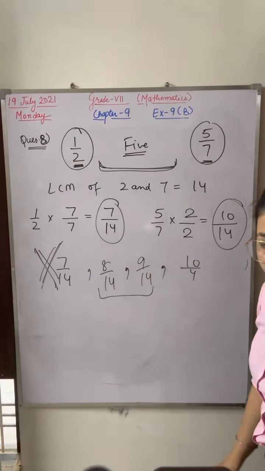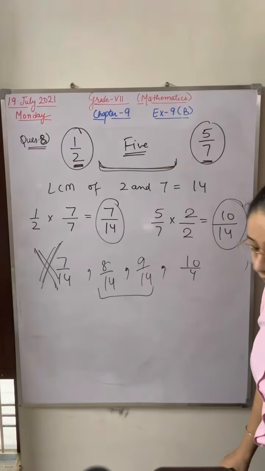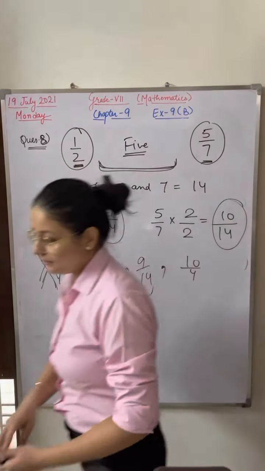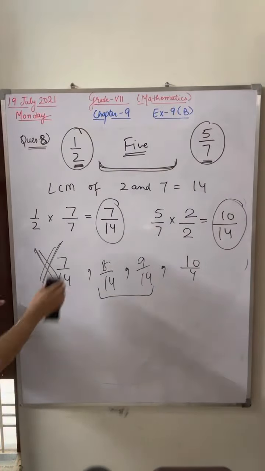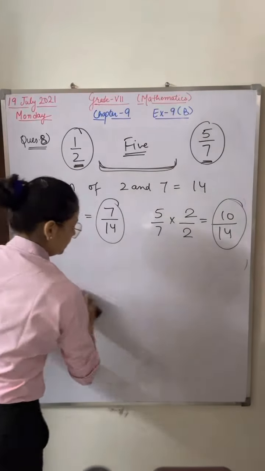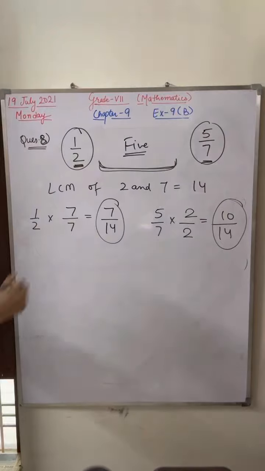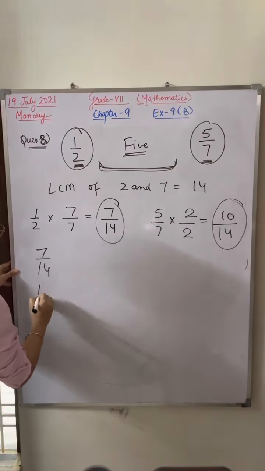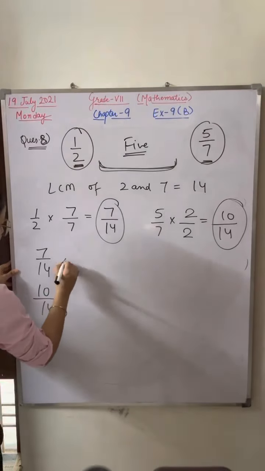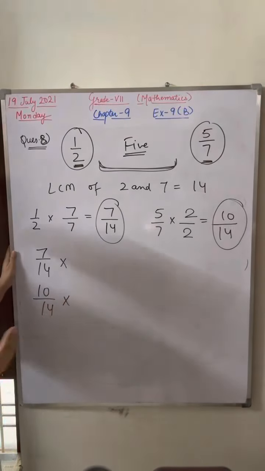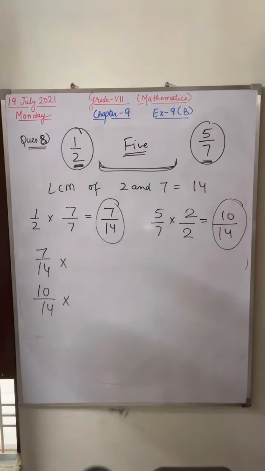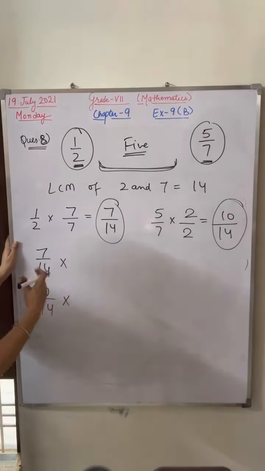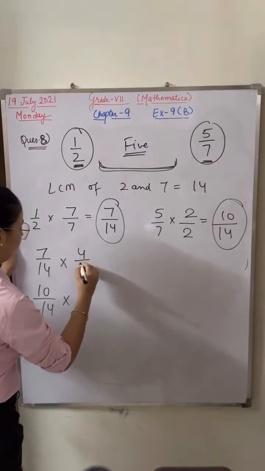Okay, I'm not getting whatever my requirement is. So I have to multiply furthermore. Right? So this is my 7 upon 14, and this is 10 upon 14. So I have to multiply with which numbers? Tell me, by which number I'll multiply? Okay, you can multiply with 4 by 4. Okay, I'm going to multiply with 4 by 4.